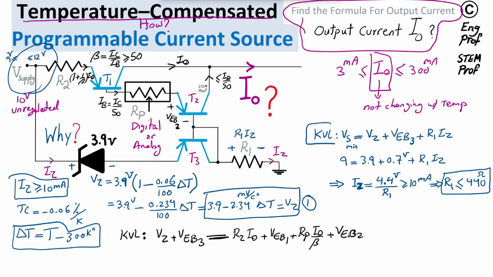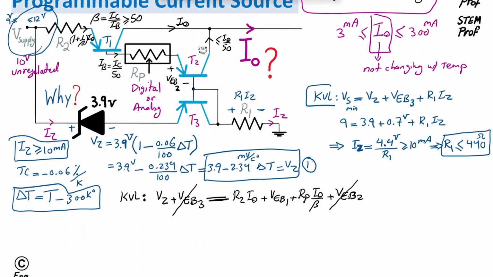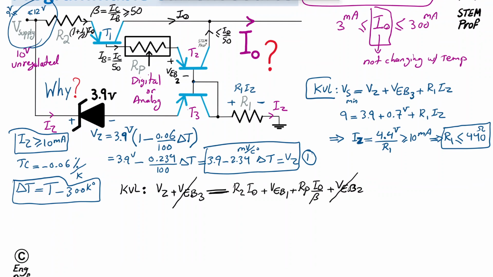Now, because T2 and T3 are matched pair of PNP BJT transistors, because of the property of matched transistors, they share the same process, the same junction temperature and properties. Therefore, I just make the assumption that VEB3 and VEB2 just cancel out each other. And I'm going to substitute for VZ using equation 1.